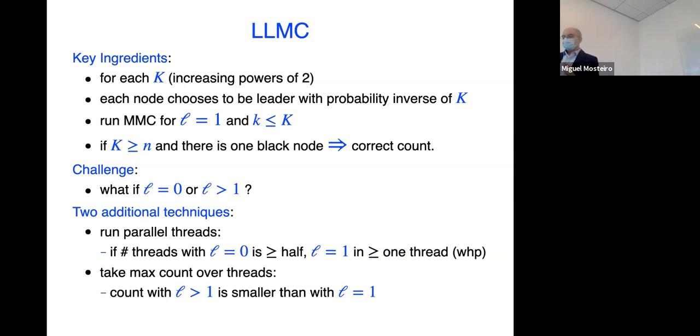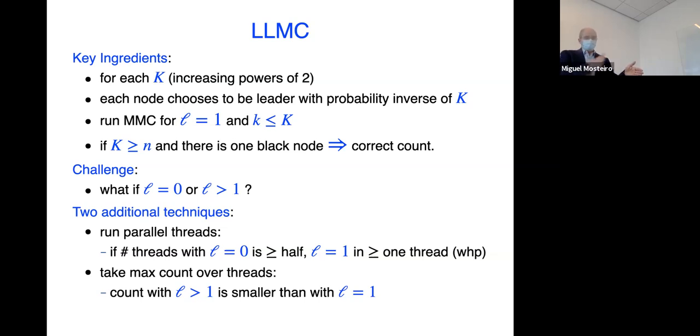If the number of threads without leaders is more than half, we show in the analysis that at least one thread should have exactly one leader. And that is the count that we want to use. However, how do we know which one, right? We run, and in many threads, we get a count. When we end, we get a count, but which one corresponds to exactly one leader? Well, we showed that if there is exactly one leader, the count is larger than for more leaders. And therefore, we choose just the maximum.